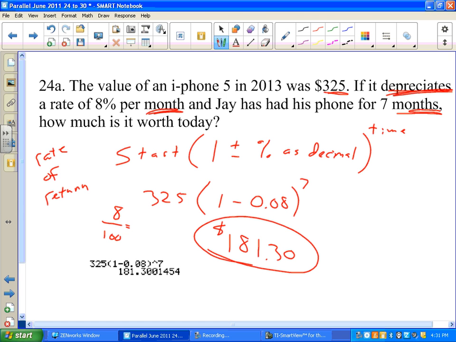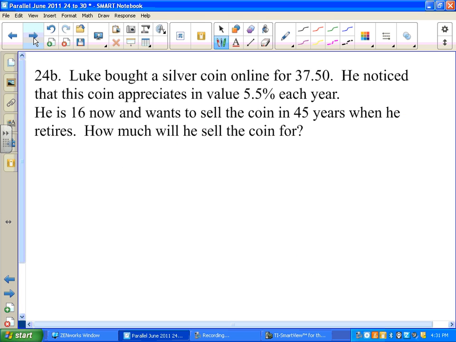Let's try one more. Luke bought a silver coin online for $37.50. He noticed that the coin appreciates. Appreciate means go up. Hey, I appreciate you. Oh, my self-esteem went up. I feel better about myself. It appreciates in value by 5.5% each year. He's 16 now and wants to sell the coin in 45 years. So the time is not when he's 45, but 45 years from now when he retires. How much will he sell the coin for?